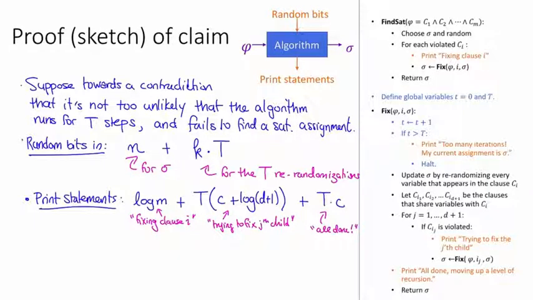And finally, we need to take into account that we will once say "too many iterations, my current assignment is sigma." So we only ever say this once, right before we halt. Saying "too many iterations" takes a constant number of bits, and saying sigma takes n bits. So that's plus n plus some other constant c.